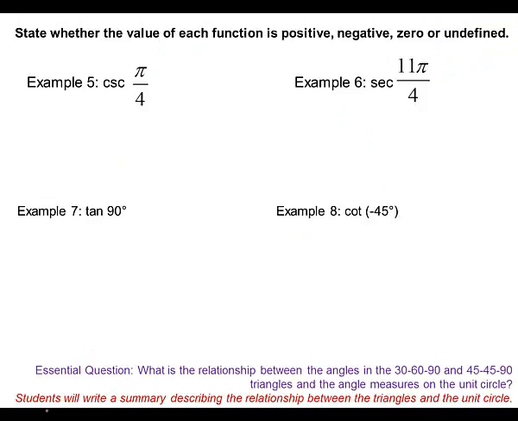So cosecant of pi over 4. Which quadrant is pi over 4 in? First quadrant. Good. Is cosecant positive or negative in the first quadrant? Positive. Good job.